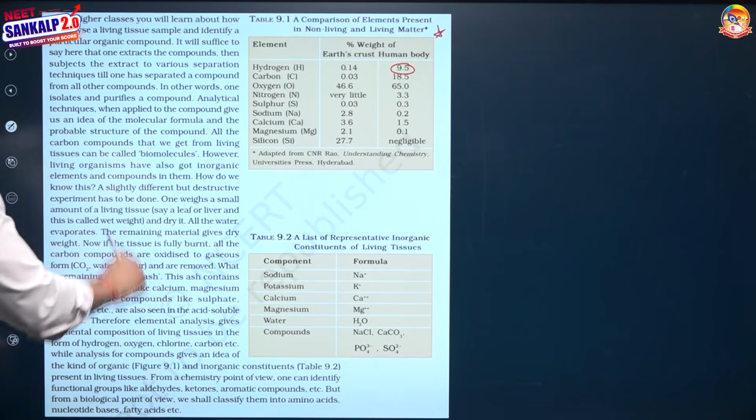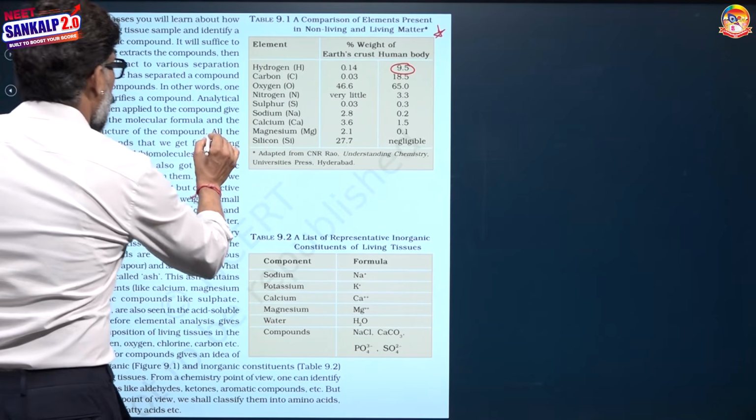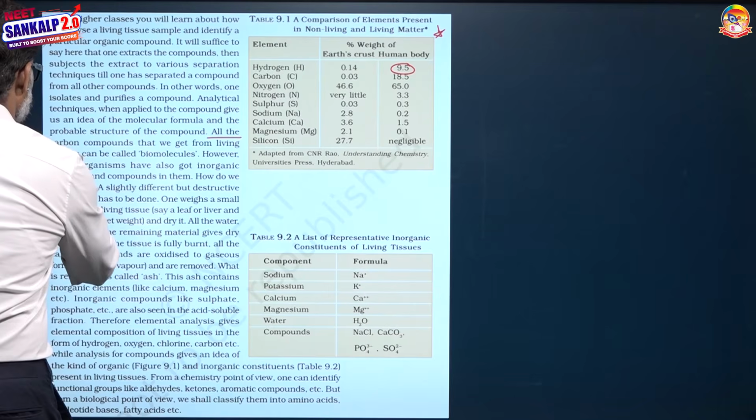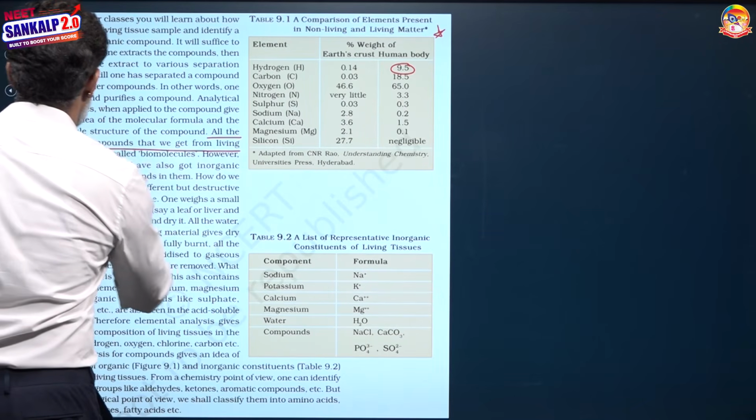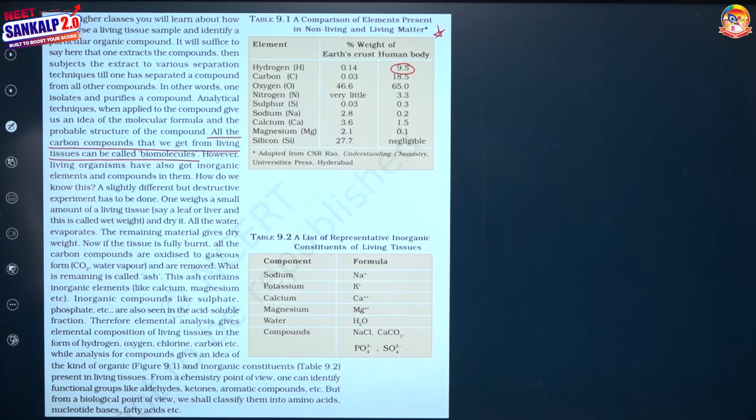In this paragraph they are mentioning two things. All the carbon compounds that we get from living tissues are called biomolecules. Definition: all the carbon compounds that we get from living tissues can be called biomolecules.